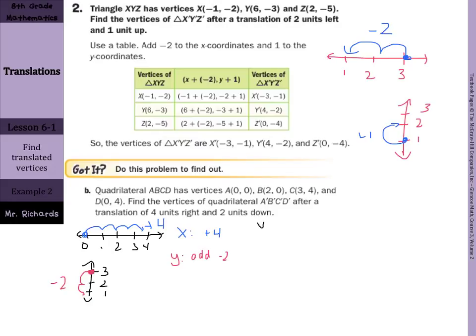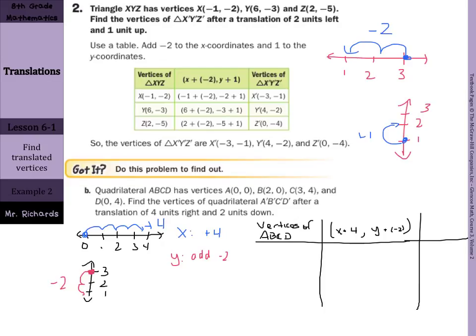So now we can set up our table. We're going to have our vertices of ABCD, we are going to take our x-coordinates and add 4. We're going to take our y-coordinates and add a negative 2. And then we will have our new vertices of A prime, B prime, C prime, D prime.